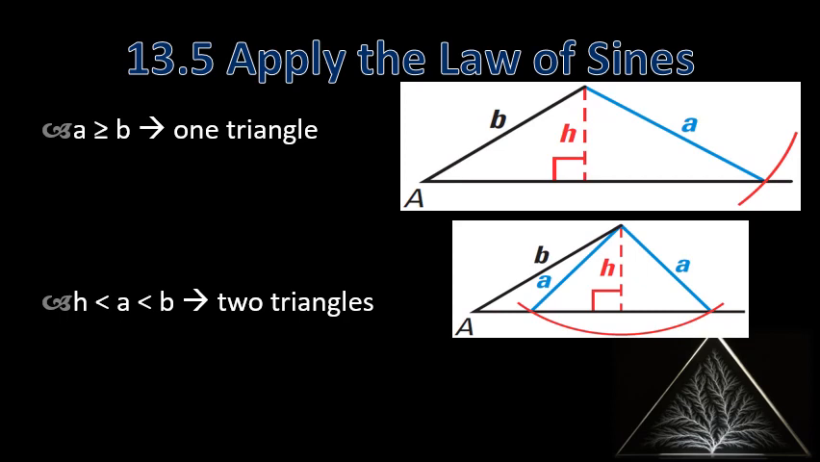All right, our next one, if A is greater than or equal to B, you get one triangle. But if h is less than A and A is less than B, you get two triangles. It could be this little triangle here on the left, or it could be this big triangle there. Both of them work, but you can see they are very different from each other.